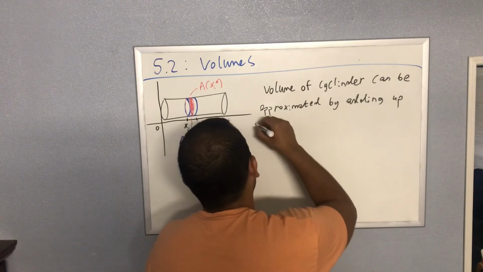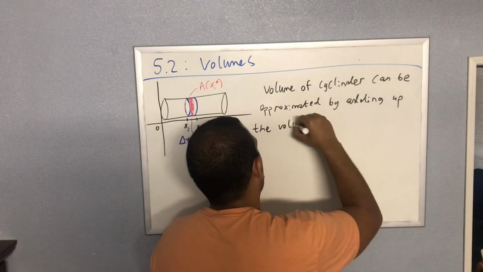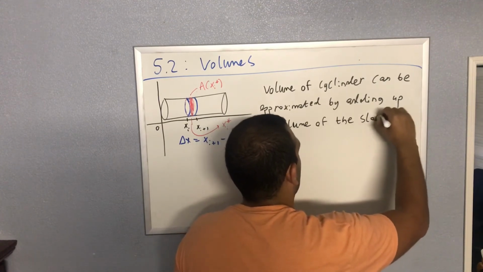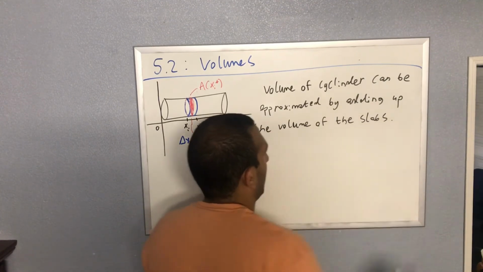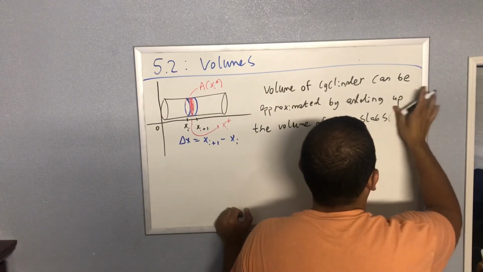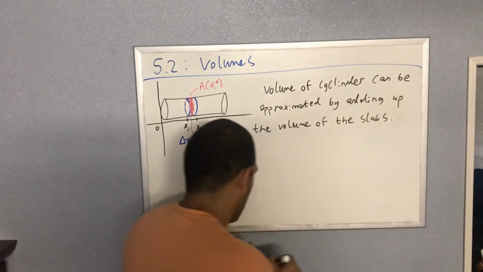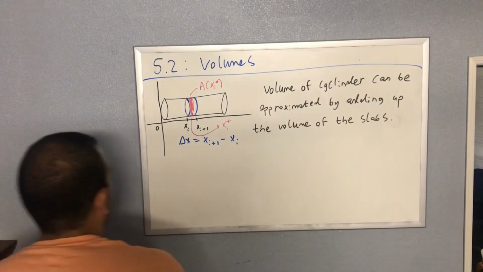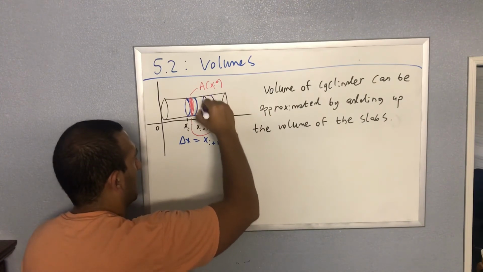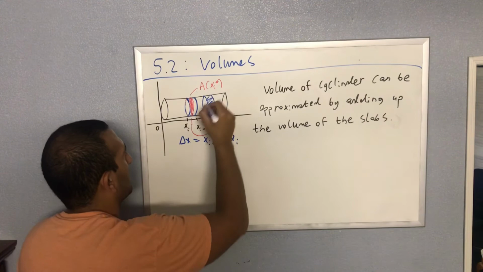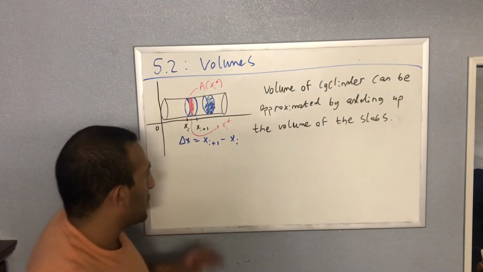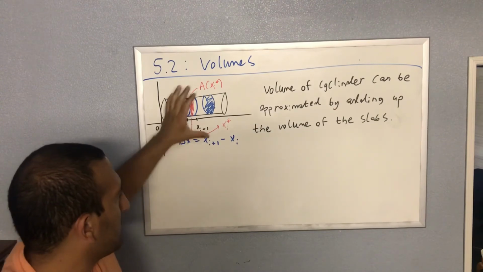By adding up the volume of these slabs, or in this case, crackers. So we have a bunch of different slabs. This one here too. This is another slab. So add this volume up, add that volume up. Add up all these volumes, and you should get an approximate volume for the cylinder.